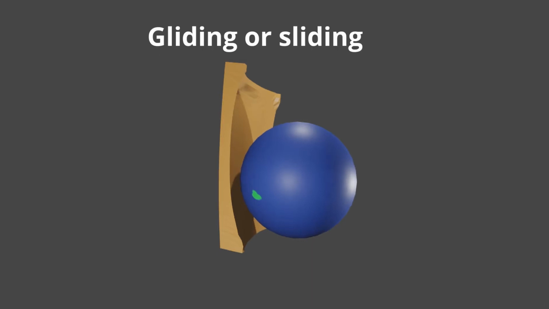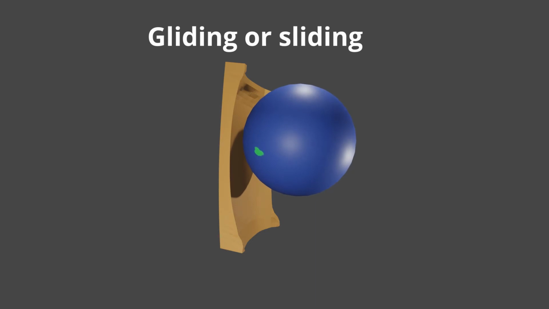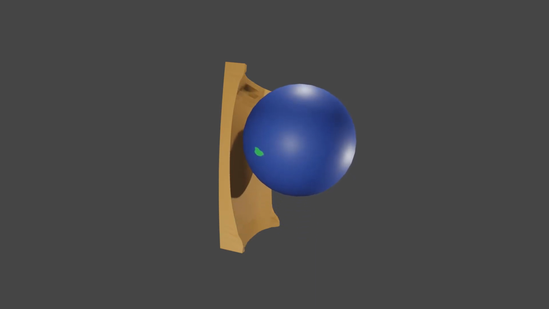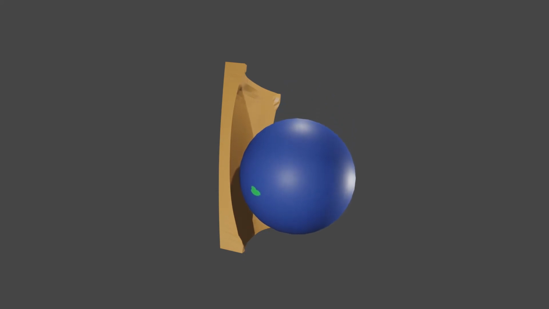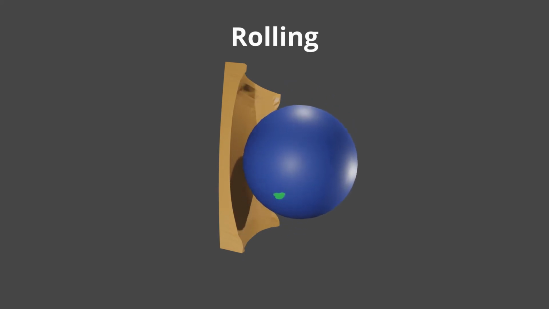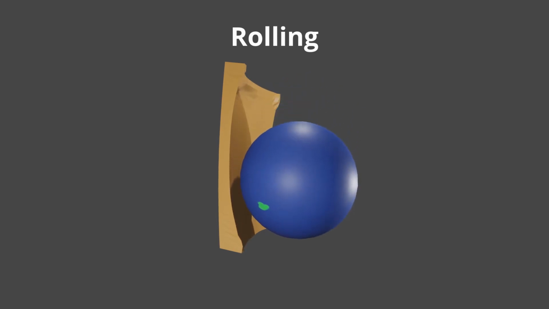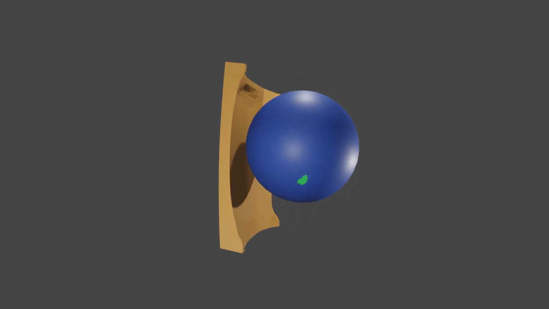With gliding or sliding, there is linear movement of one joint surface on the other. In this case, there is one point of contact on the ball that glides over several points of contact on the surface. Rolling is an angular motion. As rolling occurs, each subsequent point of contact on one surface contacts a new point on the other surface.